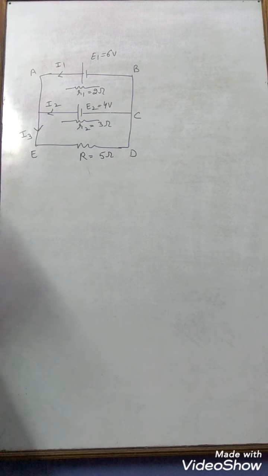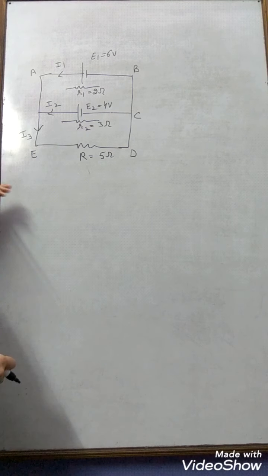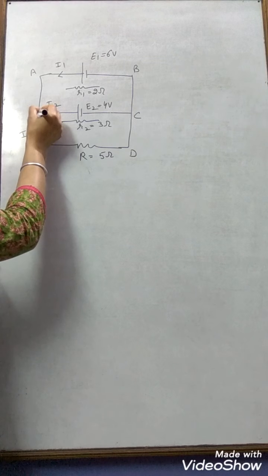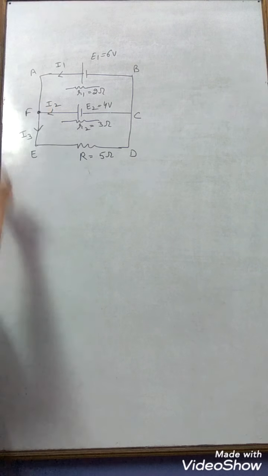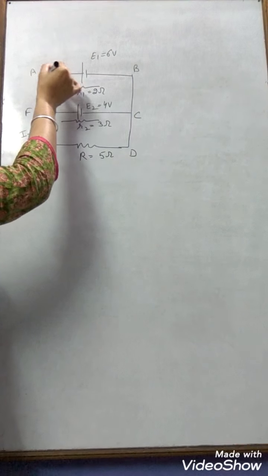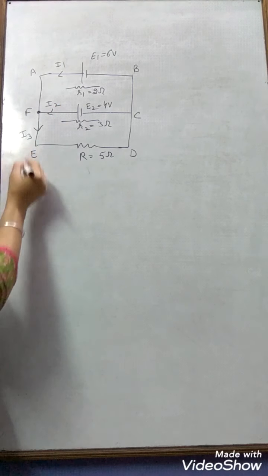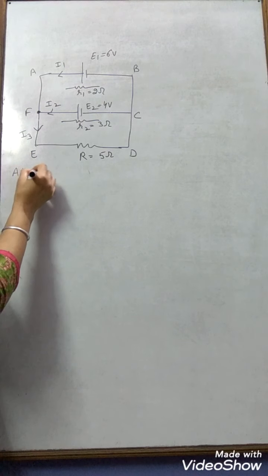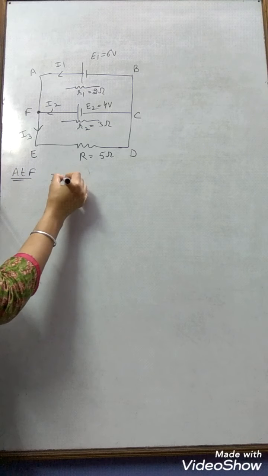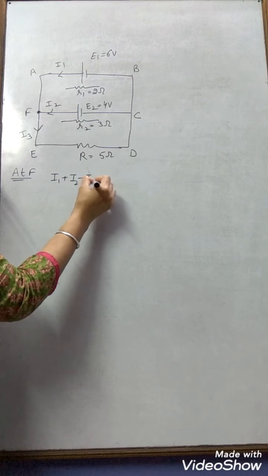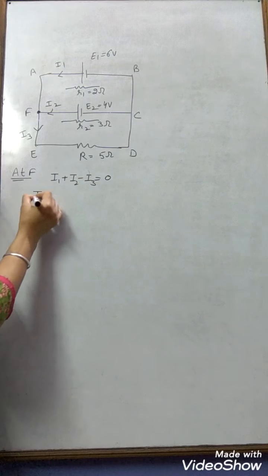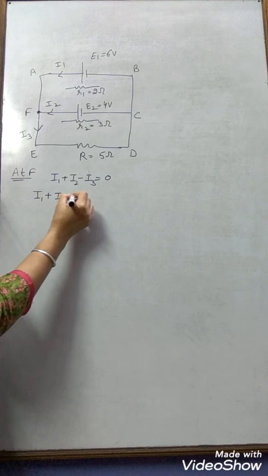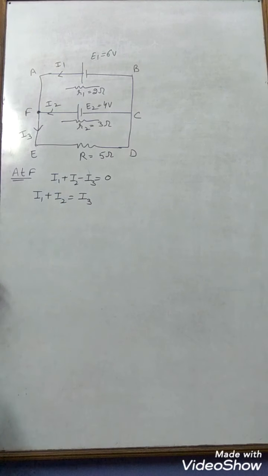We have two rules in Kirchhoff law. First is at the junction point. This is the junction point, F point, where these two currents are towards the junction and one away from the junction. So at F point, I1 plus I2 minus I3 equal to 0. Means I1 plus I2 is equal to I3. This is the junction rule.